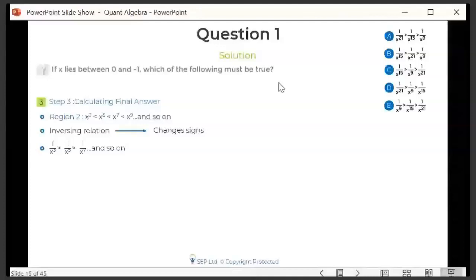No one? Okay, so we are changing the sign here because it's a negative value. These values are negative. X cube, x to the power 5, x to the power 7, x to the power 9, they are all negative values. So it makes sense that if you're inversing it, then we need to change the sign.